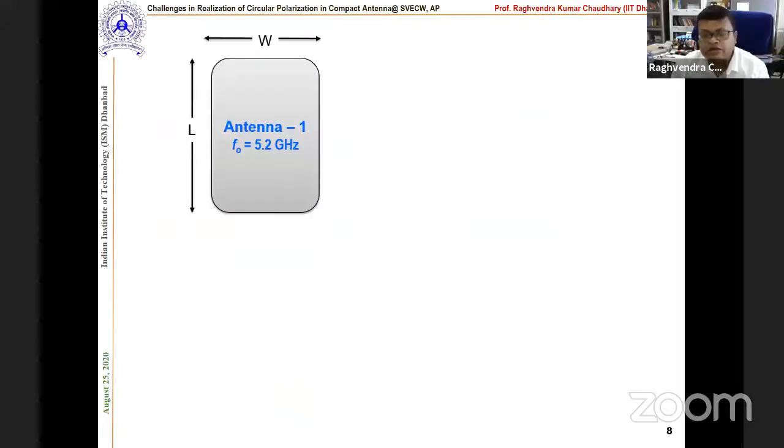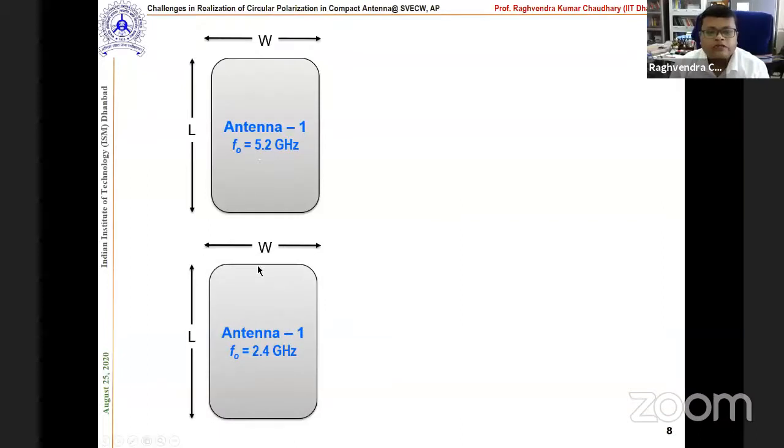Now let us first talk about the compactness. What we actually mean by compact antennas, correct? Let's say we have an antenna, so you consider this picture as an antenna, and let's say it has an area L cross W, and we want to operate it at 5.2 gigahertz. Now on the same area, if we can manage a lower frequency, let's say 2.4 gigahertz, this is a kind of miniaturization, because you are accommodating the larger wavelength in the same area.